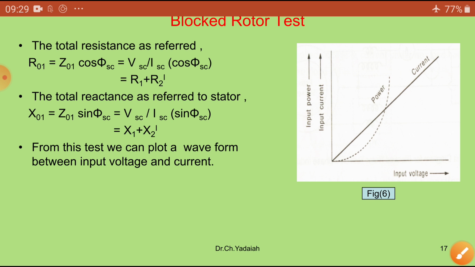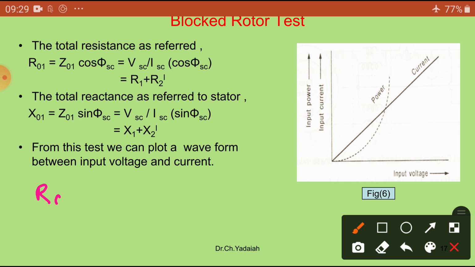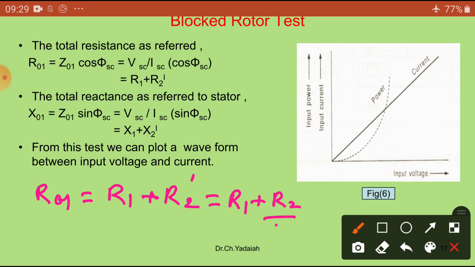Now, coming to the last test. R01 is equal to R1, the stator resistance, plus R2 dash, that is R1 plus R2 by K square, where K is the transformer ratio, R1 is the stator resistance and R2 is the rotor resistance. What are the values of R1 and R2? How are we going to find them?